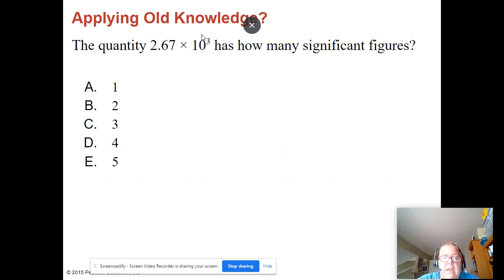This is applying some old knowledge, in other words, seeing what you know and what you remember. The quantity 2.67 times 10 to the third is written in scientific notation. How many sig figs are there? Just think about it and answer it to yourself, and then we'll come back to it and see if you were correct. So how many sig figs does this have?